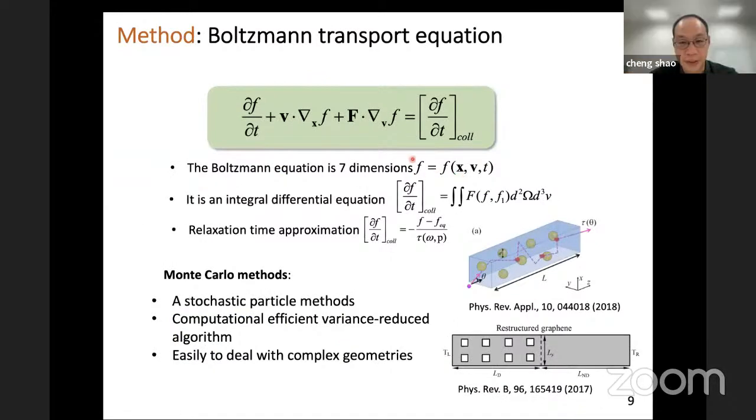So sorry here. So basically the F is the distribution function of the phonon particle. So it's a function of the position and the wave vector or group velocity and the time.